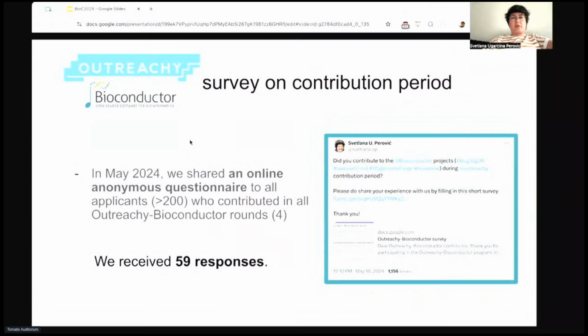Moving on to our evaluation efforts, we conducted a survey to get feedback. This is a crucial step for us in understanding the impact of our program and identifying areas for improvement. In May 2024, we distributed an anonymous online questionnaire to all applicants who contributed to our Outreachy Bioconductor project across all 4 rounds. This included over 200 individuals who engaged with the various projects. I'm pleased to report that we received 59 responses to our survey.